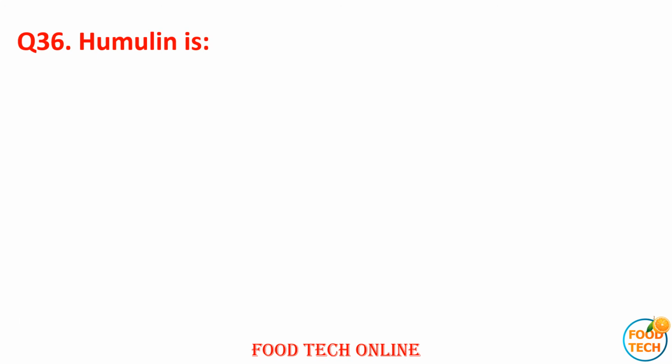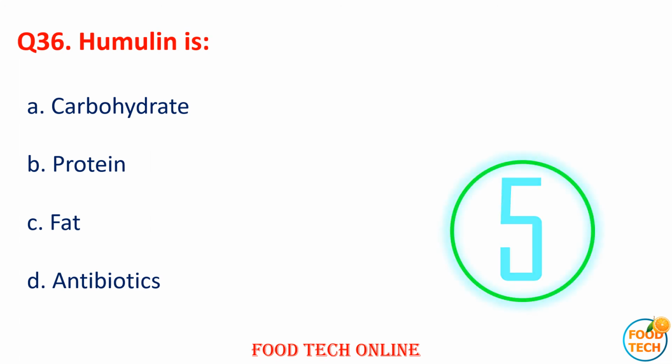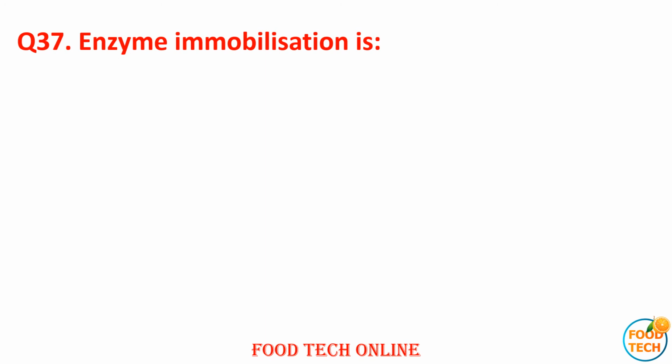Question 36. Hemoglobin is A. Carbohydrate, B. Protein, C. Fat, and D. Antibody. Answer B. Protein.